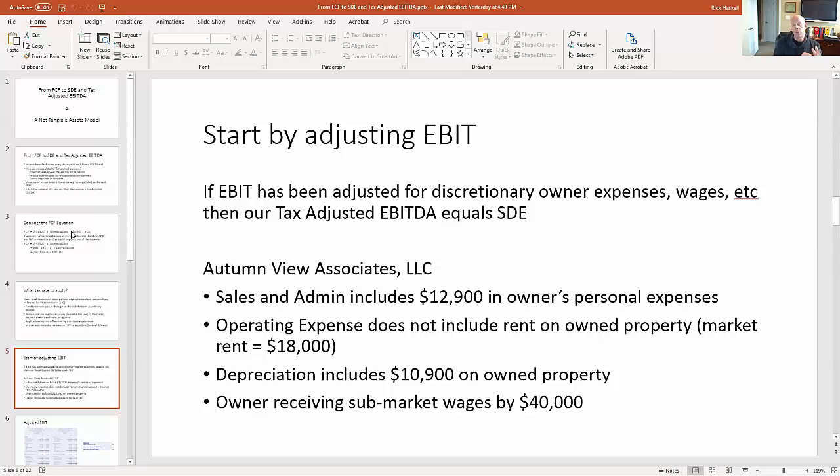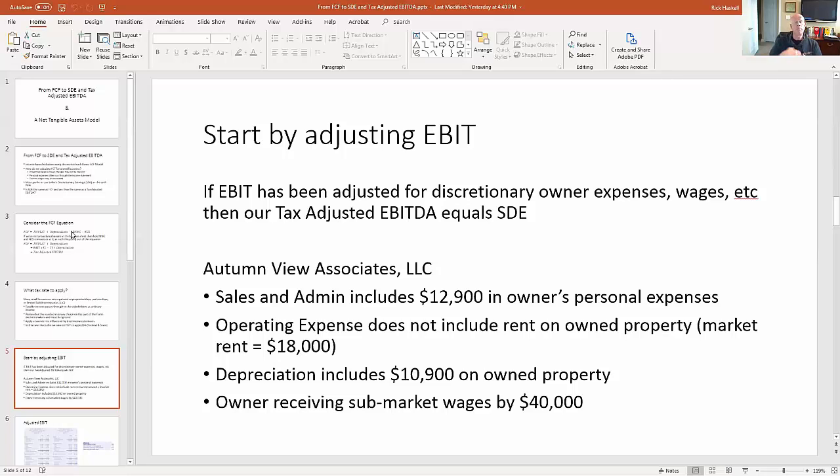So one of the things that we know about Autumn View is that about $12,900 of expenses that really should be the owner's expenses that they would be paying for themselves, but are running them through the business because they believe they can. So that's overstating operating expenses and understating EBIT.